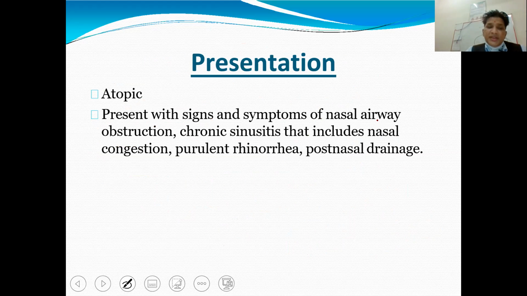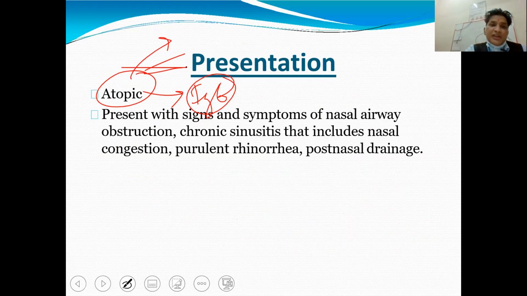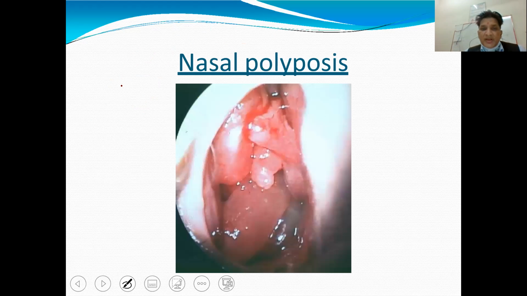So atopy may be there. Atopy is a genetic tendency toward type 1 hypersensitivity, which is an umbrella term that covers three disorders: urticaria, allergic bronchial asthma, and allergic rhinitis. These three terms are incorporated in atopy. So this is a typical non-invasive allergic fungal sinusitis.